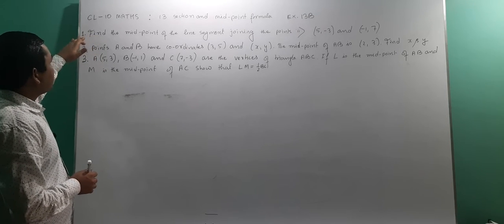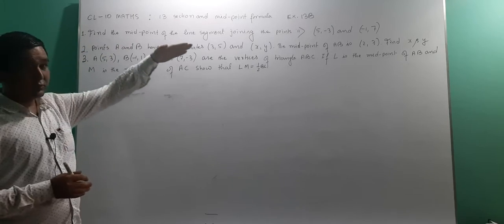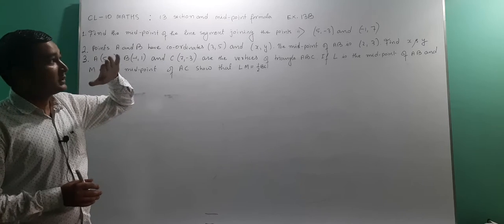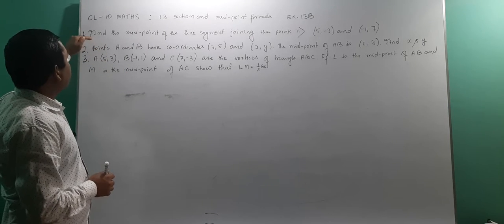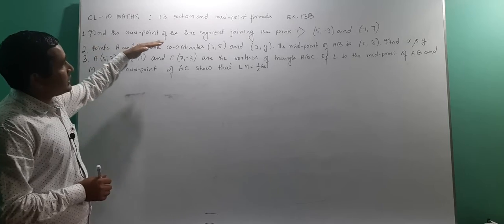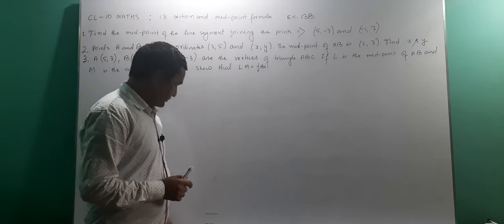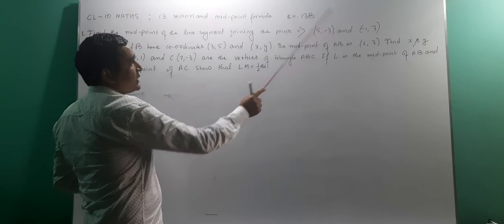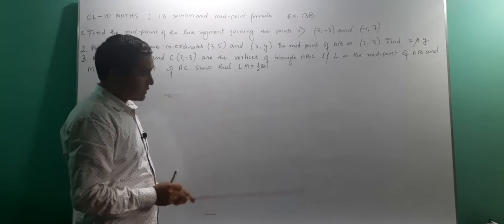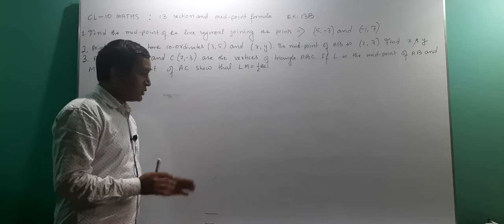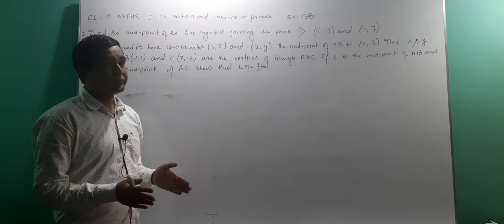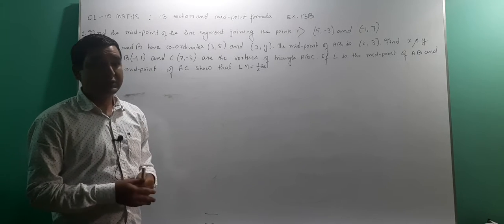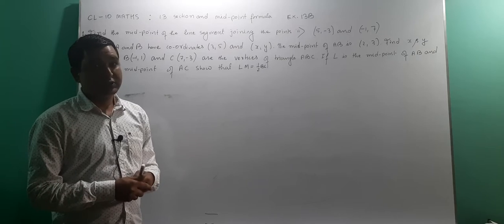First question, number one, from your textbook. This is textbook ICC, published by Selina. Find the midpoint of the line segment joining the points (5, -3) and (-1, 7). We'll draw a rough sketch figure because if you draw the rough sketch, it is very easy to understand as well as very easy to get the answers correctly.